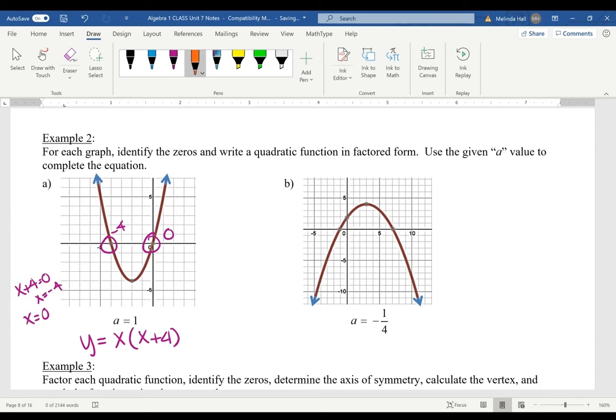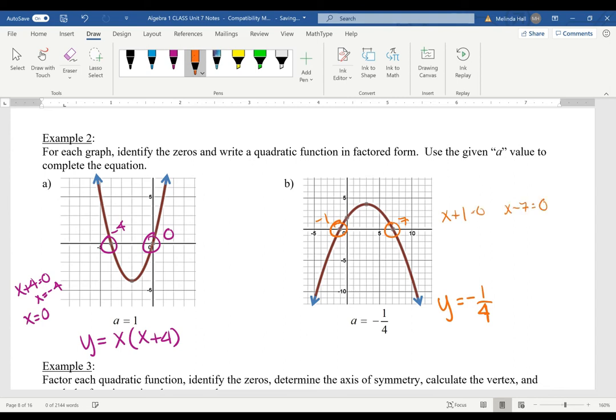Okay, now for this one, because our a is 1/4, I know right off the bat I'm going to have y equals negative 1/4 because that's my first term that's going to come before anything else. Now looking at this, my x-intercepts are at negative 1 and 7. And so since it's at negative 1 and 7, that would be x plus 1 and x minus 7.